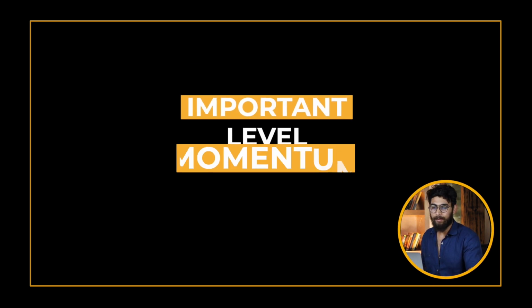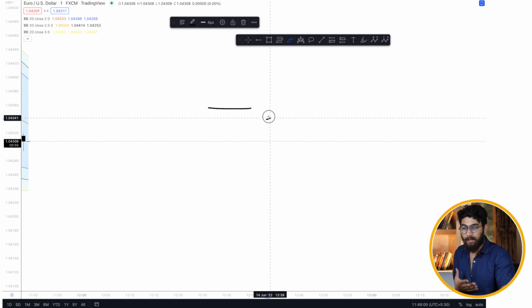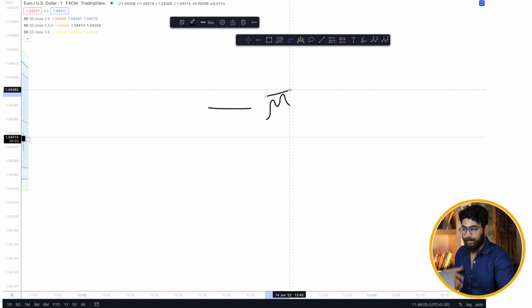I believe that there should be an idea or methodology behind any strategy. So my methodology or idea about this strategy is that in the Forex market, the prices move due to 2 different things. The first one is an important level and then a momentum change, right? The price won't move just because there is a momentum change. There also needs to be an important area.